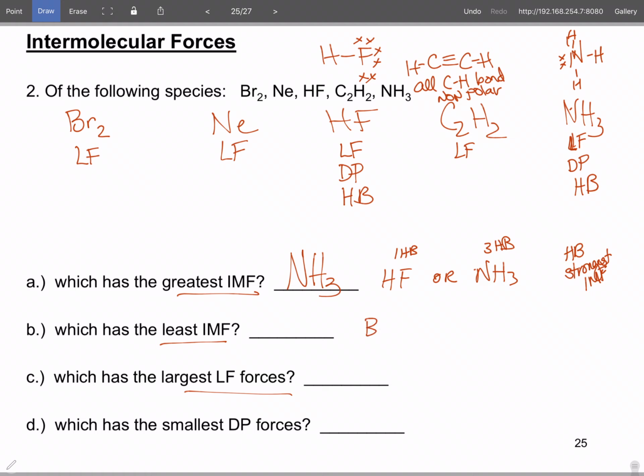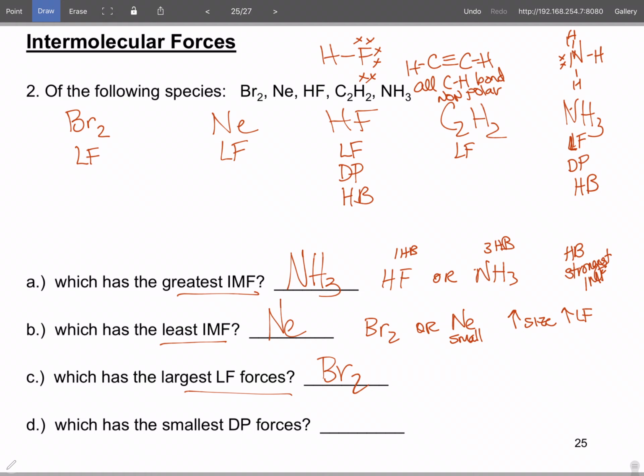Okay. Which has the least intermolecular forces? Well, that brings us to bromine or neon. Now, what's the difference between bromine and neon? Size. As you increase size, you increase London forces. Which one's the smallest one? If you remember your trends, neon is definitely the smallest one. It's smaller than a single bromine, and then you double the bromine, so it's huge. So then the next question says, what is the largest London forces? Oh wait, we just did this. If neon is the smallest, then bromine is the largest.